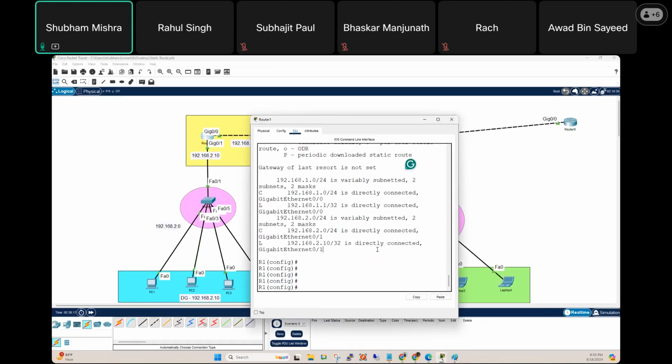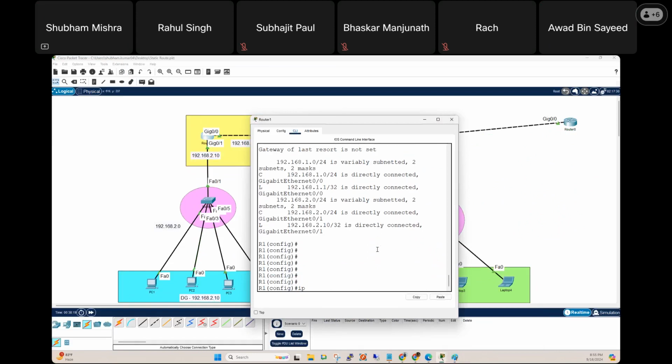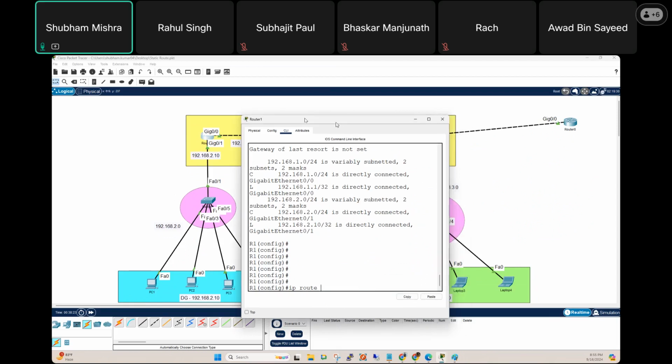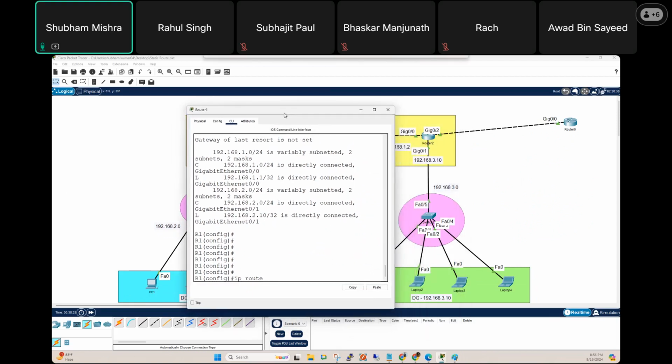I am writing IP route. Then you have to mention the destination IP address, not network. So what you will configure: 192.168.3.0. When you mention this one, it means you are allowing the complete network. But right now, what is our requirement? Not the complete network. I want this user can only reach laptop number 4.